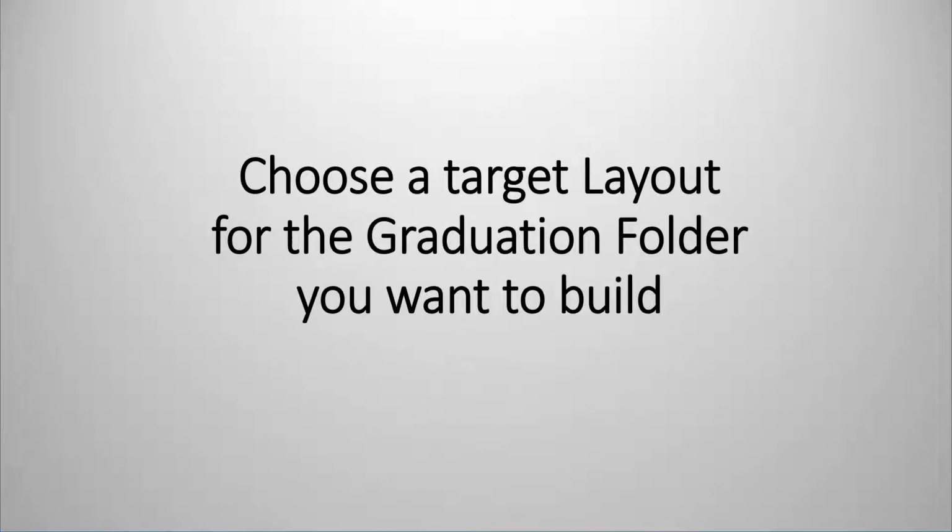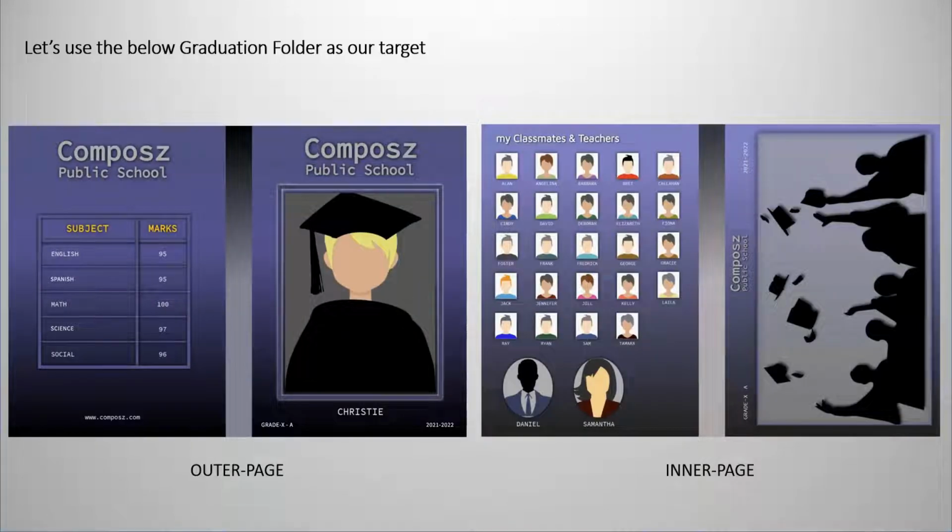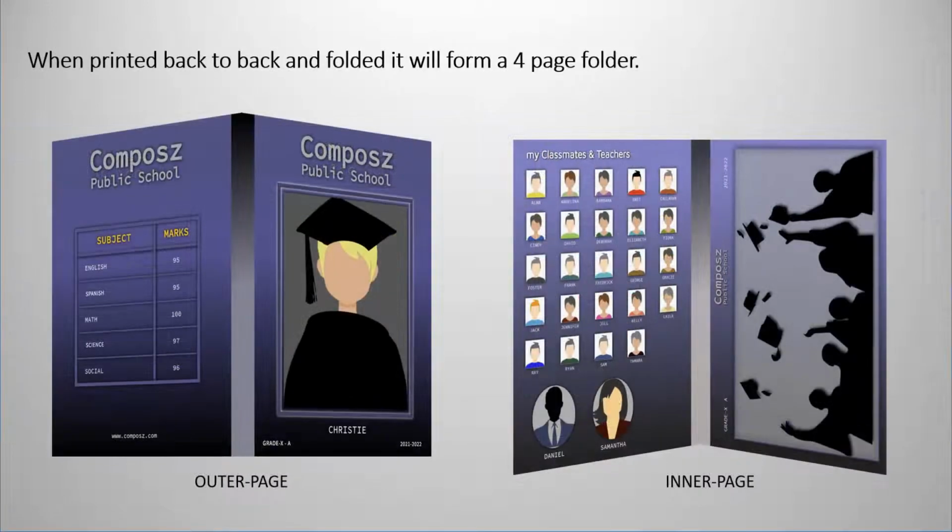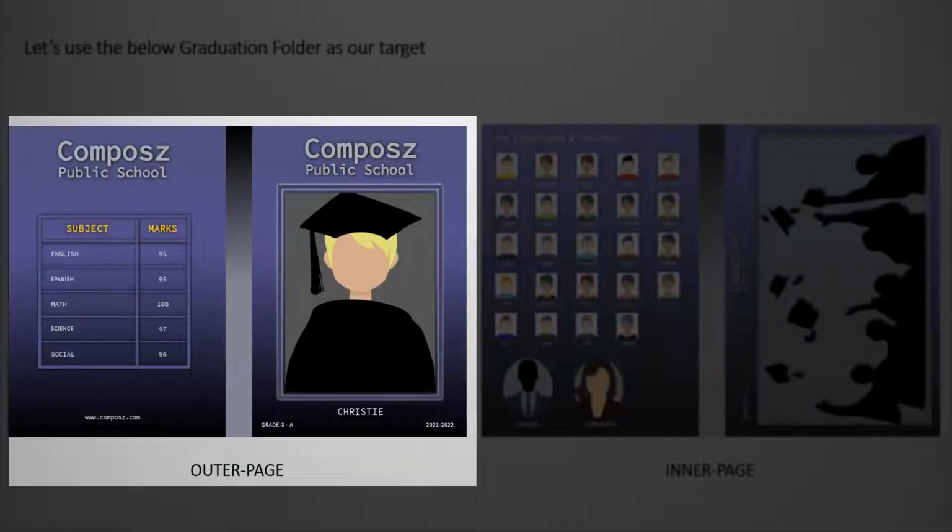Before building any product, it is important to choose a target layout for the product you want to build. For this exercise, let's use the graduation folder shown as the target, which has 2 pages, namely outer and inner pages. When printed back-to-back and folded, it will form a 4-page folder. As you can see from the outer page, the contents are arranged in such a way that when the page is folded, the contents are not distorted.